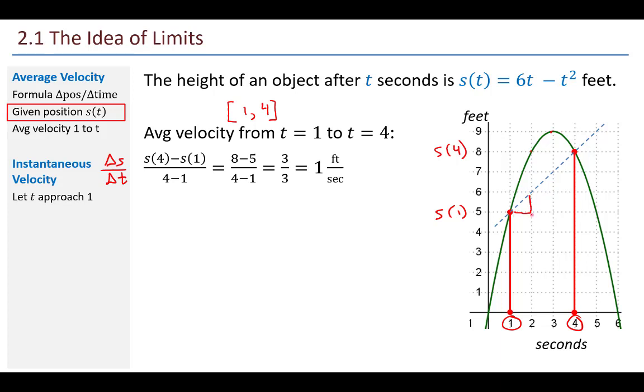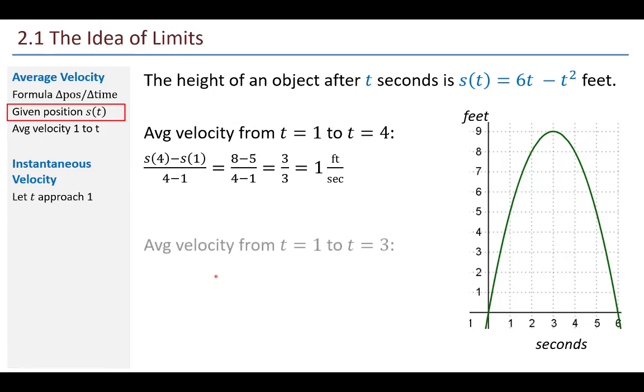I go over 1 second and up 1 foot. Over 1 second, up 1 foot. So between those 2 moments in time, on average, it was going up 1 foot for every second of time. So 1 foot per second on average. And that's the slope of this line. The slope of that line is the average rate of change, the average velocity.